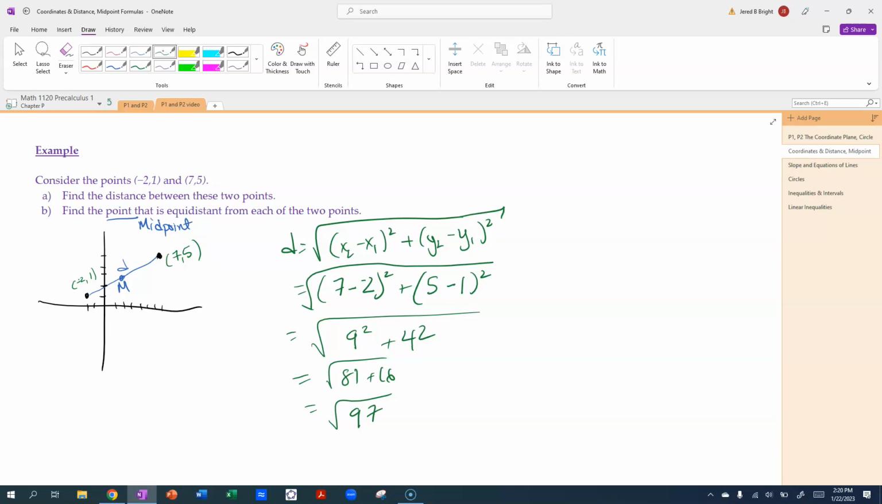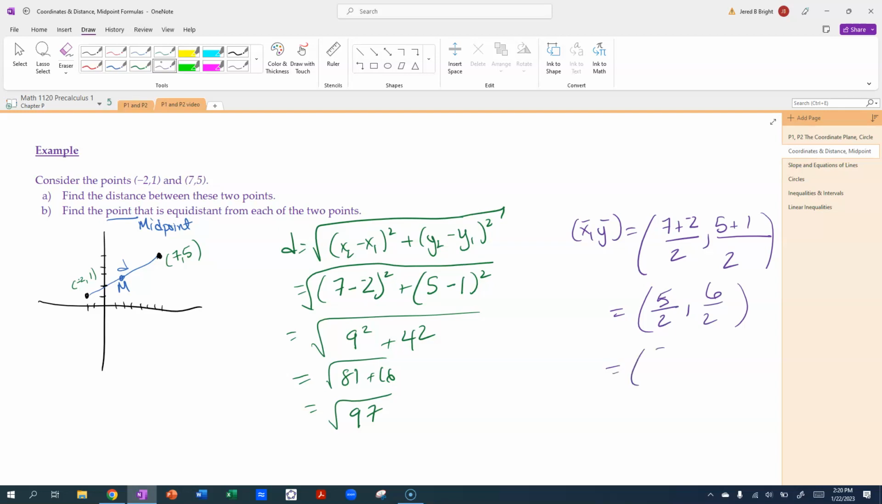Okay, and then the second thing we need to do, so that's part A, and part B would be finding x bar, y bar, our midpoint. This one is where I would add the x coordinates, so 7 plus -2, and divide that result by 2, and then do 5 plus 1 divided by 2. So 7 plus -2 is positive 5 over 2, comma, 5 plus 1 is 6 over 2. I'm going to leave this as 5 over 2. 6 over 2 reduces to 3, and that is going to be my midpoint.